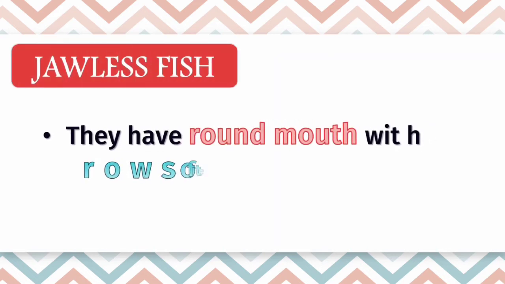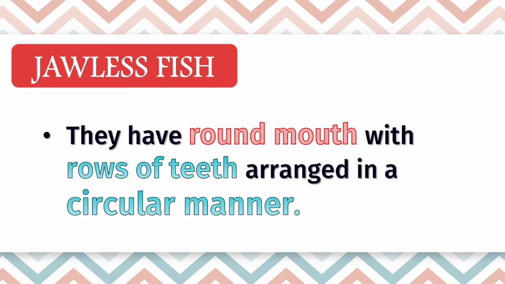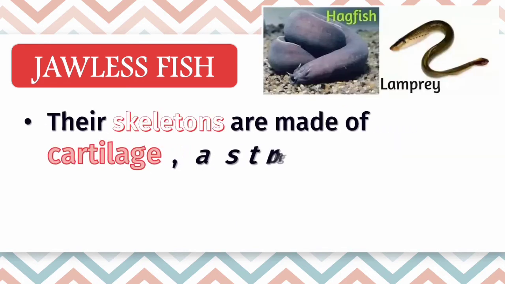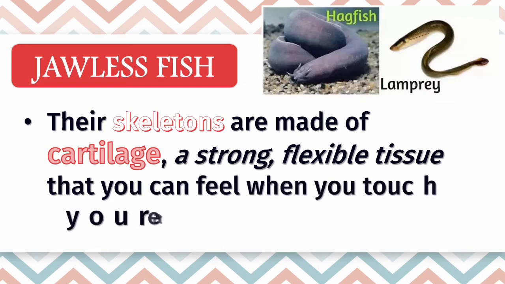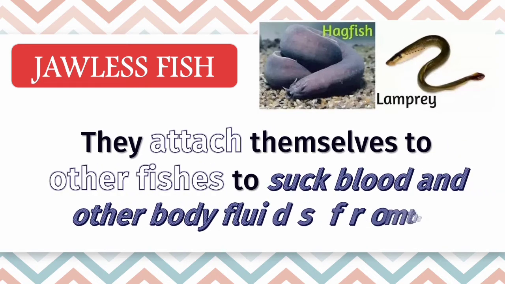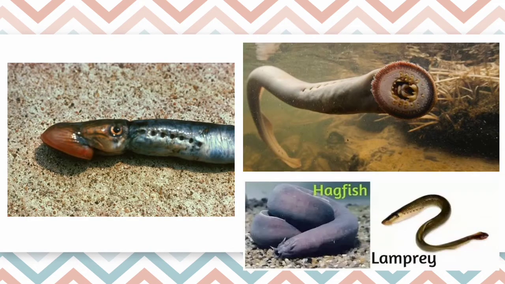So first we have the jawless fish. They have a round mouth with rows of teeth arranged in a circular manner. Their skeletons are made of cartilage, a strong flexible tissue that you can feel when you touch your ear. They attach themselves to other fish to suck blood and other fluids from them. This is an example of a jawless fish.